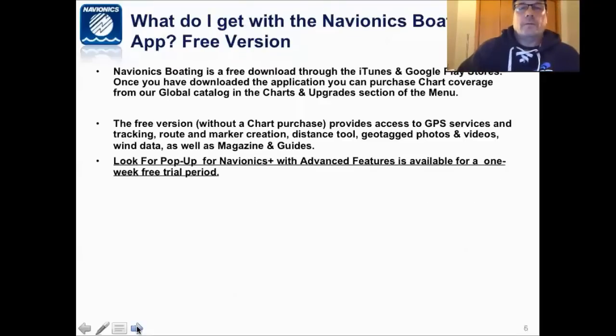What do we get with the free Navionics boating app? The free version. The app is free. You can download the app for free, and you can play with a lot of the functions. You can go to your Google Play Store or your iTunes account, and again, the basic app is free. The free version, without the chart purchase, provides GPS services, tracking, route and marker creation, a distance tool, geotagged videos, wind data, and magazines and guides.